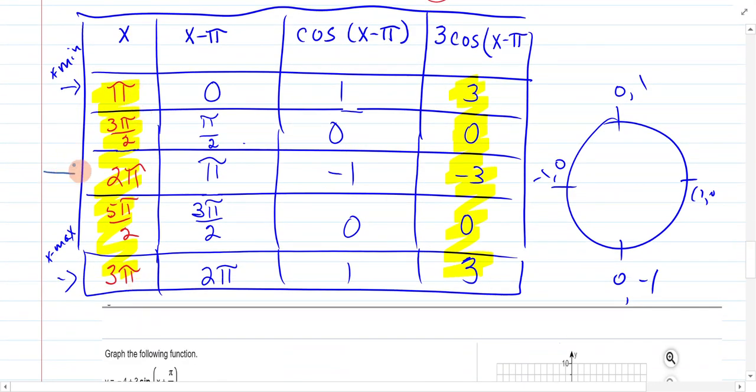Halfway between is 2 pi. Halfway between pi and 2 pi is 1.5 pi, which is 3 pi over 2. And halfway between 2 and 3 is 2.5, which is 5 pi over 2. Then you had x minus pi, so we take pi away, we end up with this column. Then we take the cosine like we've done. So again, these two columns, familiar, multiply by 3 and you get this.